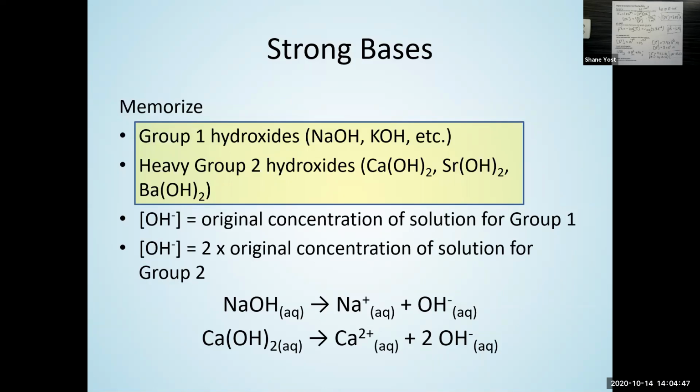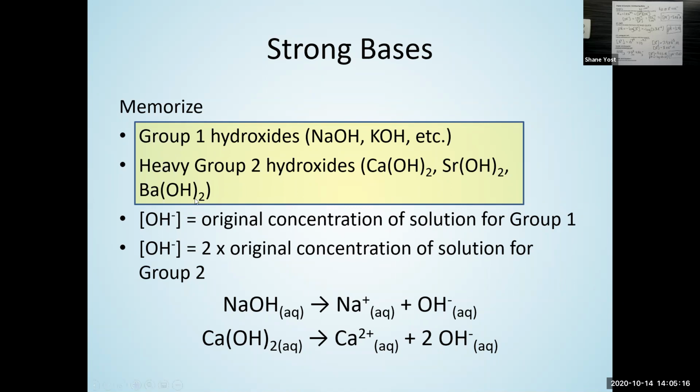Just like strong acids, you just need to know what they are. Strong bases as well. There aren't that many of them, so it's not too difficult to memorize. And if something's not on our list of strong acids or list of strong bases, then it is a weak acid or weak base.